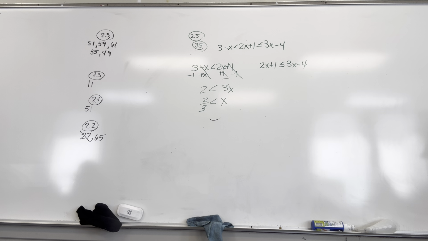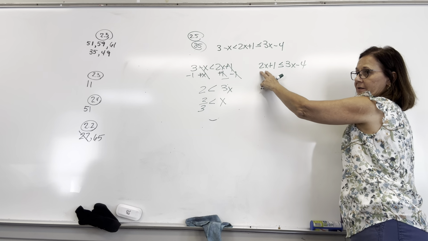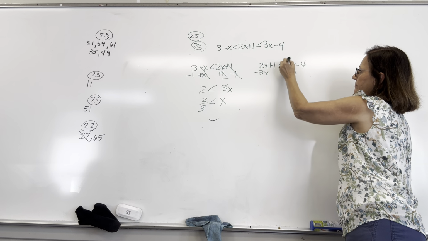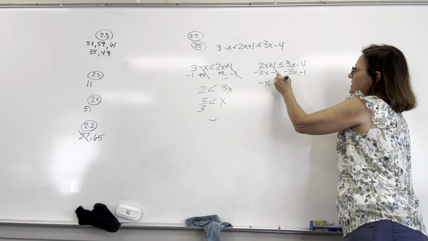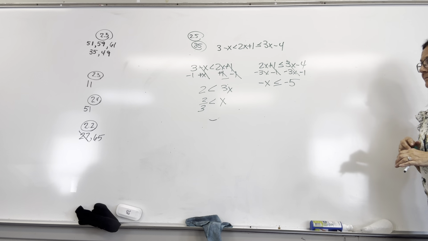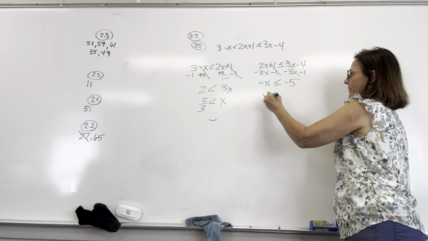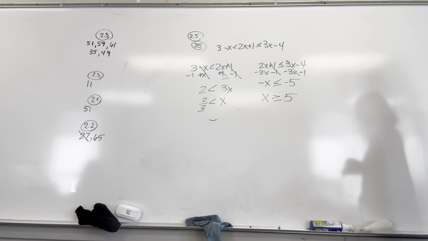We did not change the sign because we didn't divide or multiply by a negative number. Okay, so if you're subtracting by negative, we still keep it. Oh, correct. Keep it. All right, I'm going to move my x here. So I'm going to subtract 3x. And I'm going to subtract 1. So I'm left with negative x less than or equal to negative 5. Now, I'm going to multiply by negative. This is going to be a disjunction. All right, so this is a disjunction.